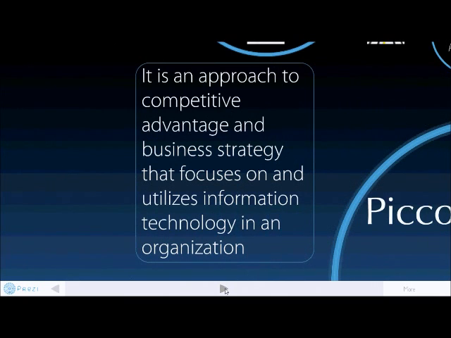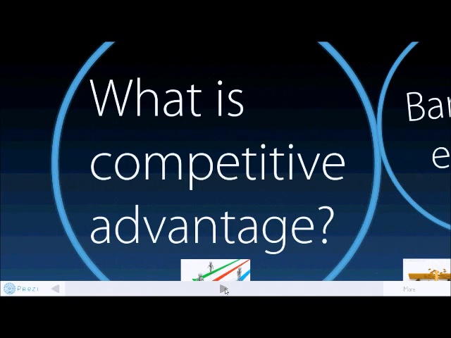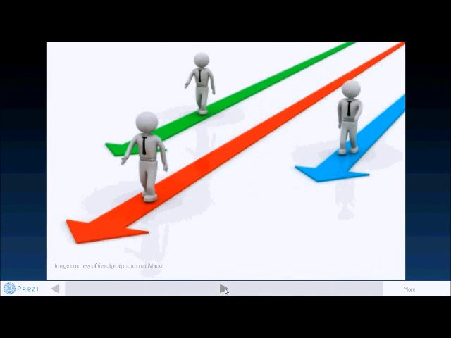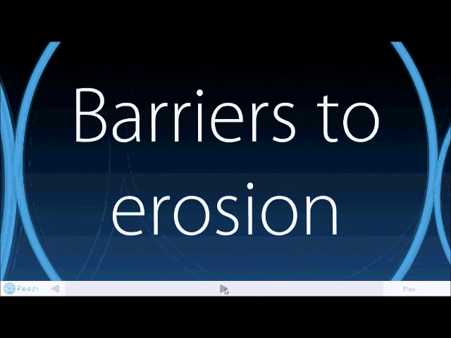Piccoli and Ives' IT sustainability model is an approach to competitive advantage and business strategy that focuses on and utilizes information technology in an organization. A firm is said to enjoy competitive advantage when the value that is created in an economic exchange in which the firm partakes is greater than the value that could be created when the firm were not to participate in the exchange. One important aspect to think about when speaking of competitive advantage is barriers to erosion.